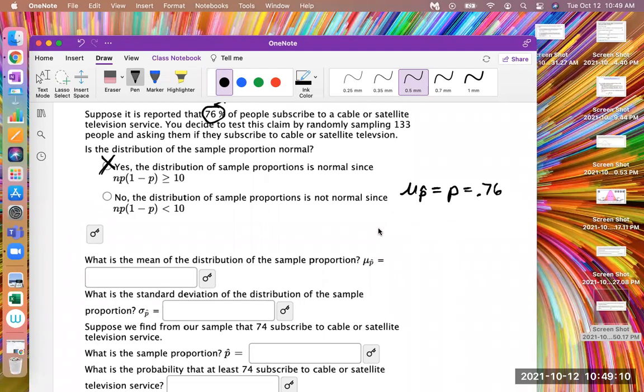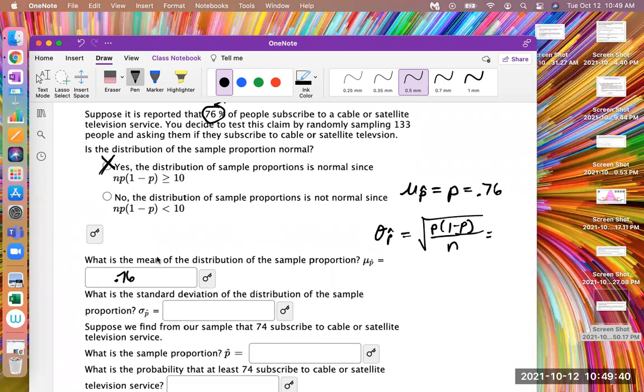Then the standard deviation of the p hats is the next question they ask us. That's equal to the square root of p times 1 minus p all over n, which is very similar to this. We just have to plug in what that is, and then we'll find that too. But this first answer is just 0.76, the mean of the sample proportion.